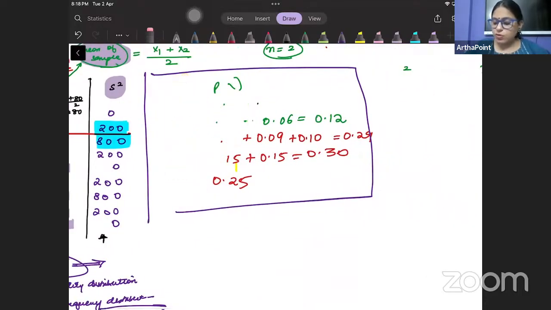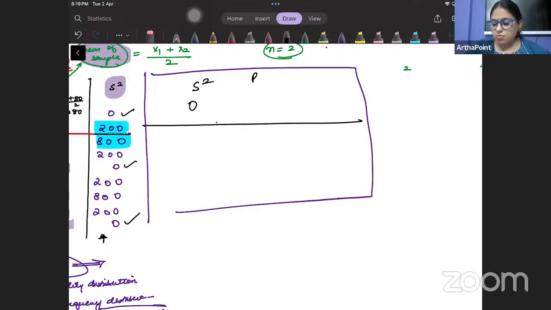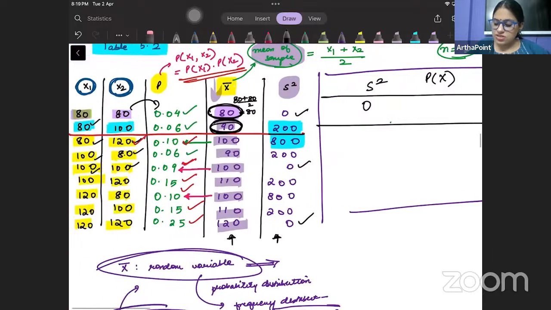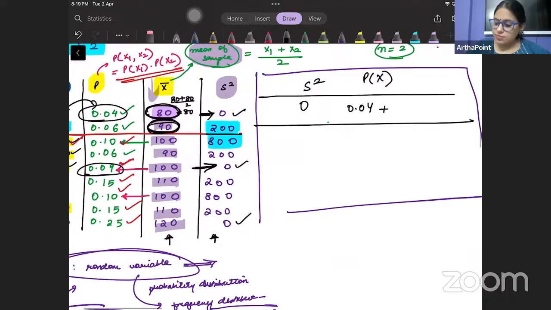So in that case, what will we do? Let's start with the probability distribution of variance, beta. So what are the values that variance takes? It takes the value 0. What is the probability associated with it? So for 0, corresponding 0 here, I see 0.04. For 0 here, I will see 0.09. And for 0 here, I will see 0.25. Right? Then you go ahead and look at the next variance, and the next variance comes out as 200.